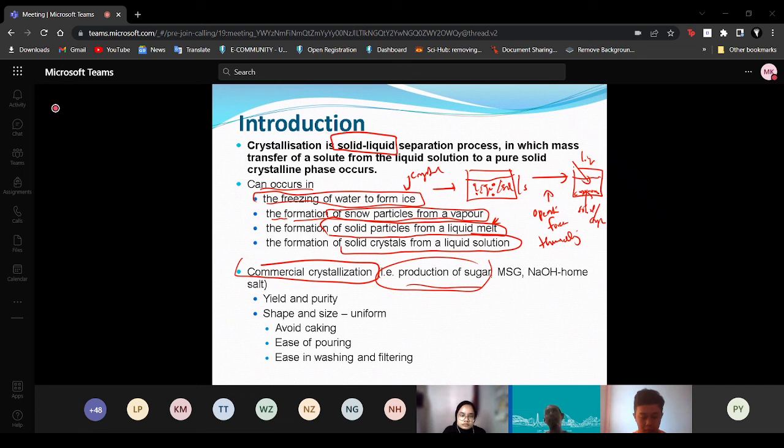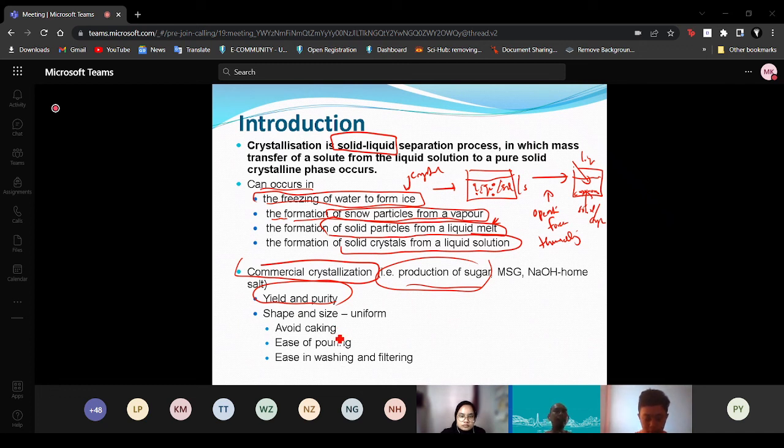So macam ni dia buat, basically at the beginning it's a liquid, and then they force it to become a crystal, and then they separate the crystal and also the liquid, and then they do the packaging and so on. Alright, when we talk about the crystal, normally crystallization we talk about the yield and purity. Okay, yield means that how much that you can recover from that liquid.